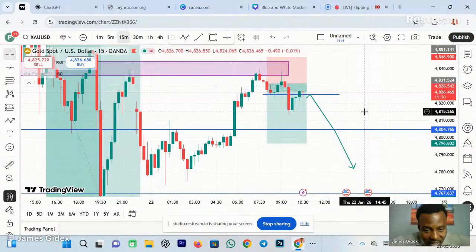And as I've said earlier, if you can't explain why you are supposed to enter the market, then you don't need to get into the market. If you can't explain why, right?